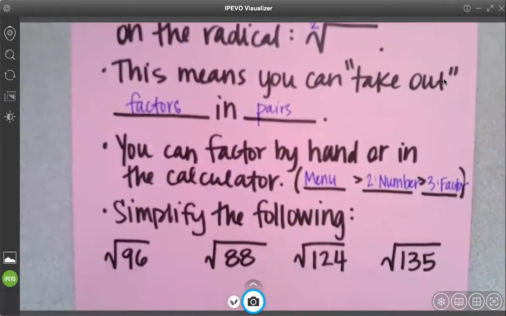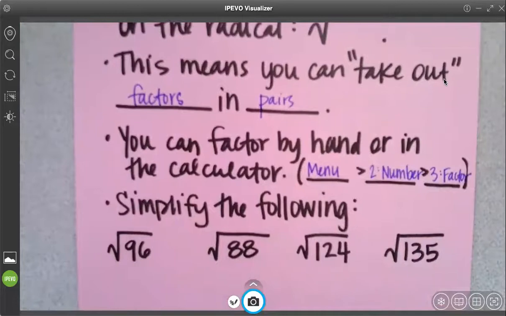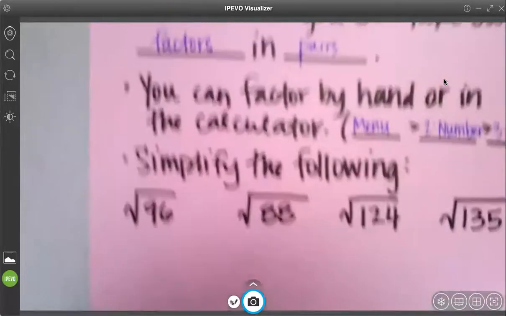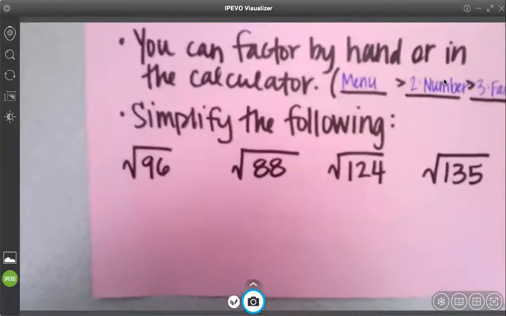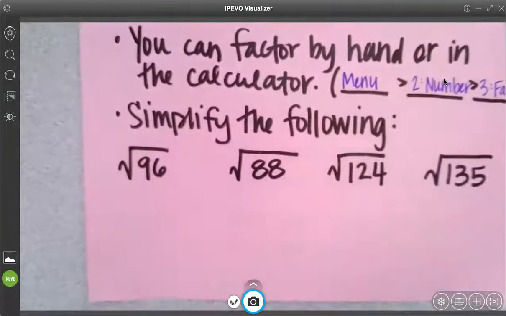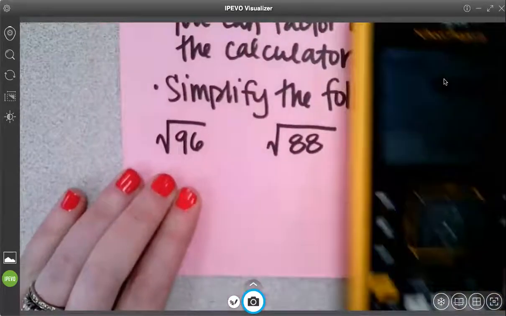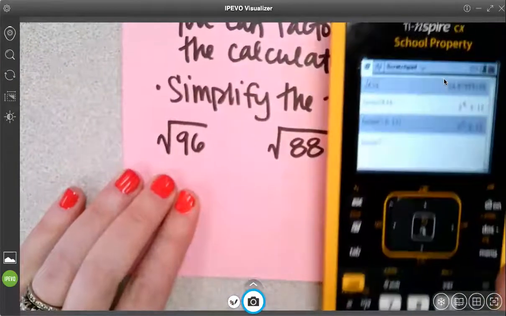So now that we have figured out how to factor, we're going to simplify the following. And again, this is just review. I know that we've done this before. So I just wanted to jog your memory before we start using factoring and simplifying radicals in a different context. So what we're going to do is we're going to simplify square root of 96. So probably the way you're going to do it's going to be in your calculator.